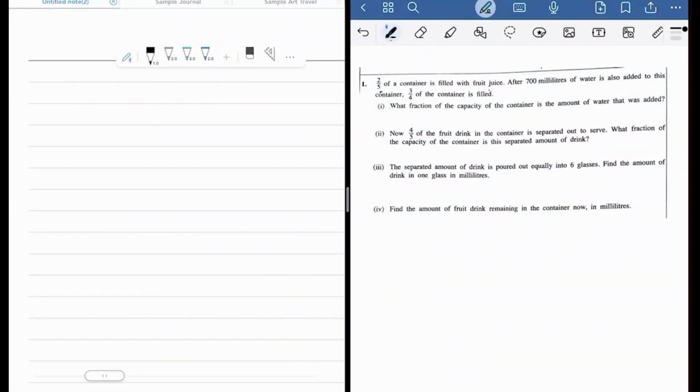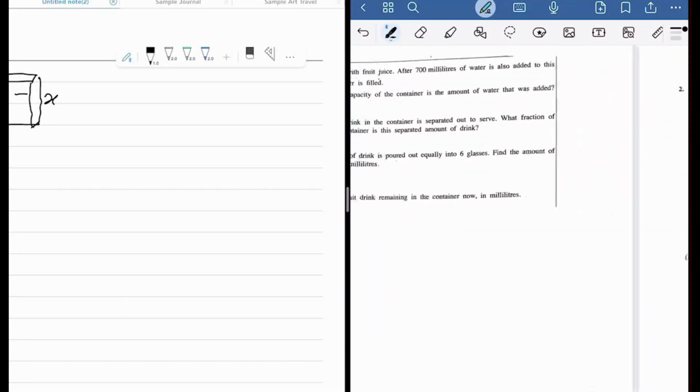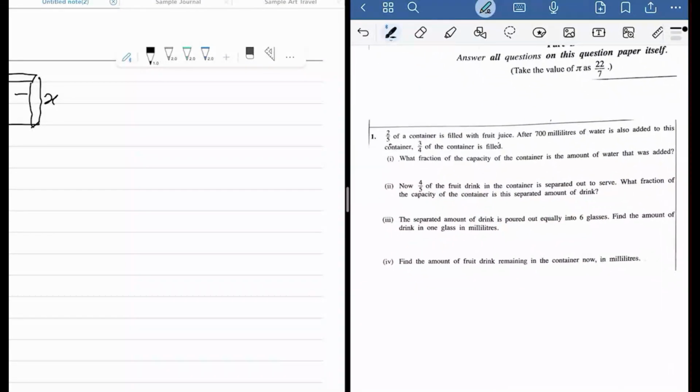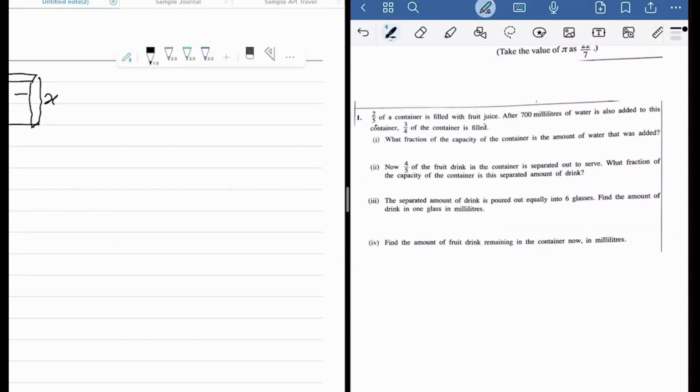The second part they ask: a certain amount of this product was served, that is 4 over 5. Okay, 4 over 5. So if I serve that water out, so sorry, not water, that fruit mixture, what will be the value for the amount of that mixture that is served? That's the question they are asking for this particular part.